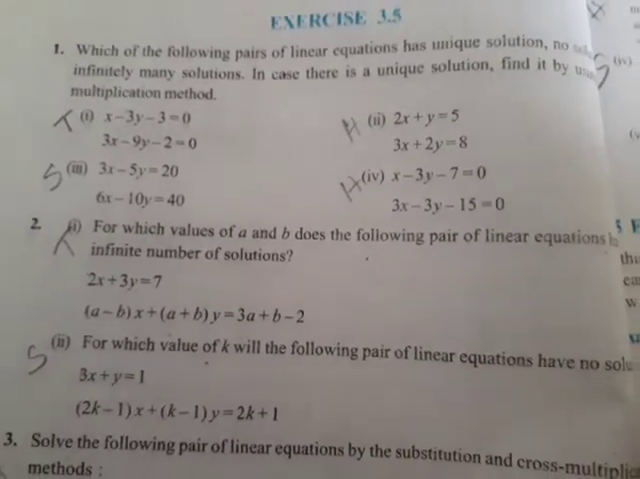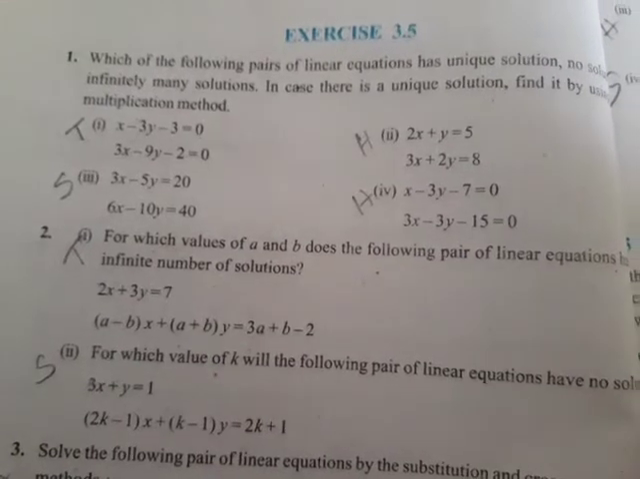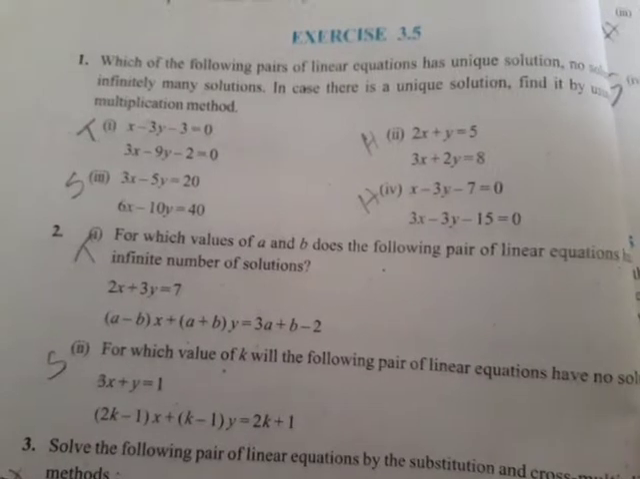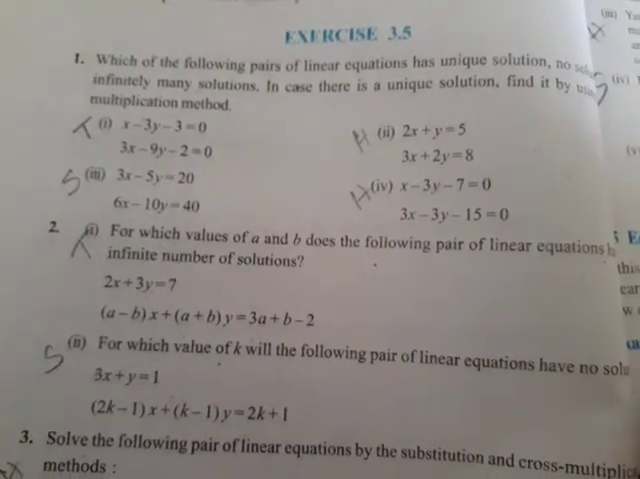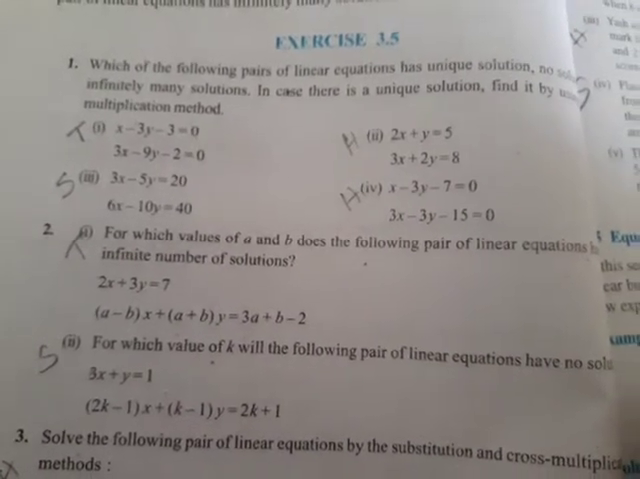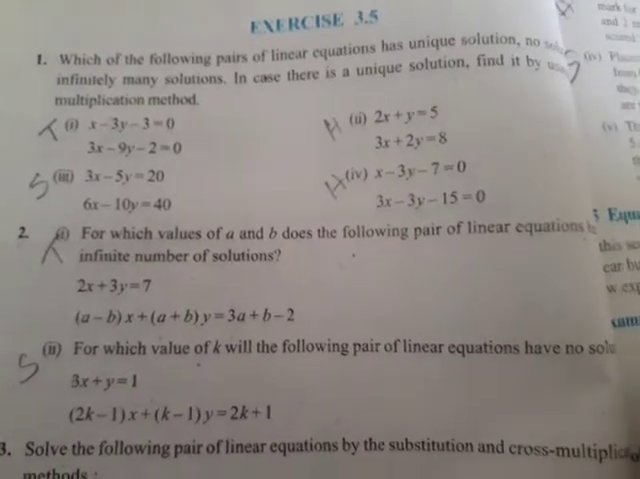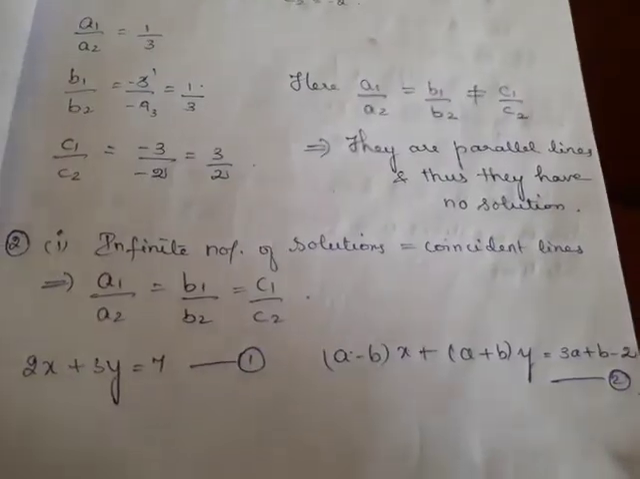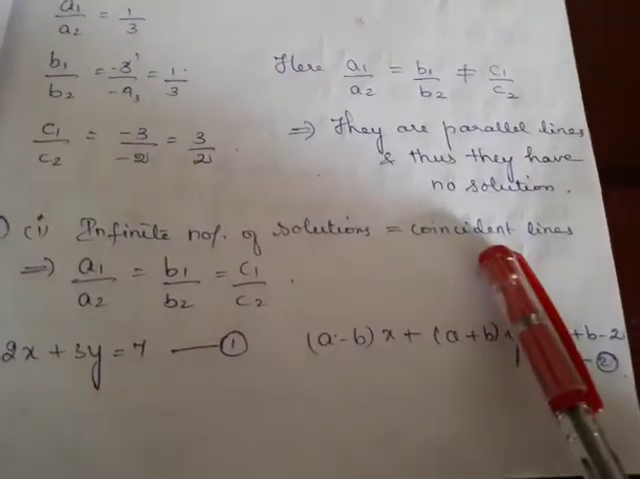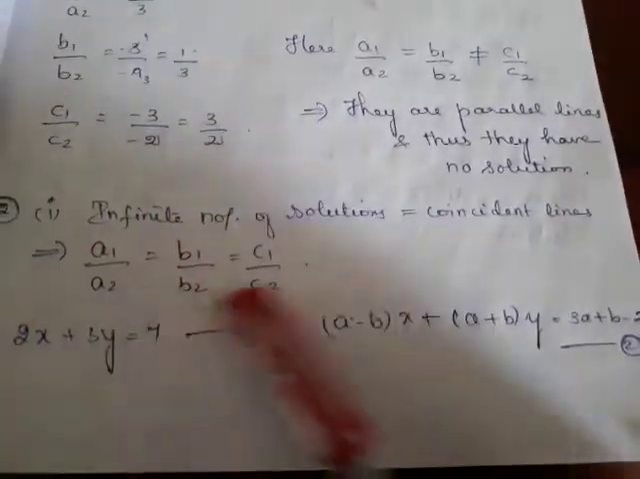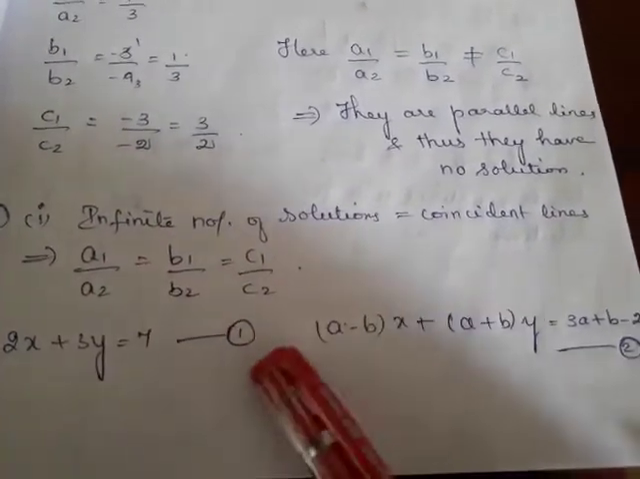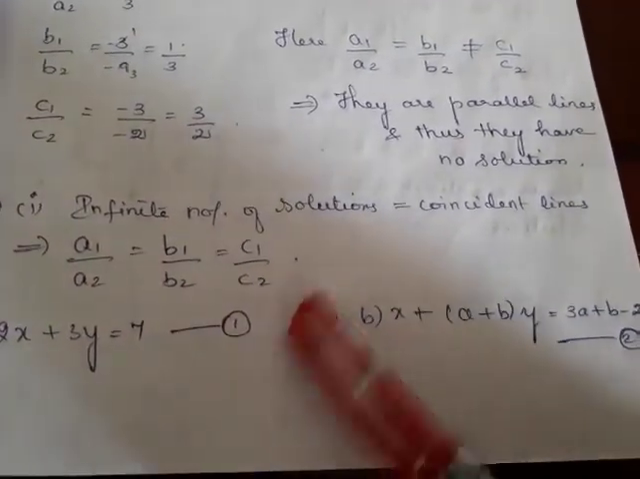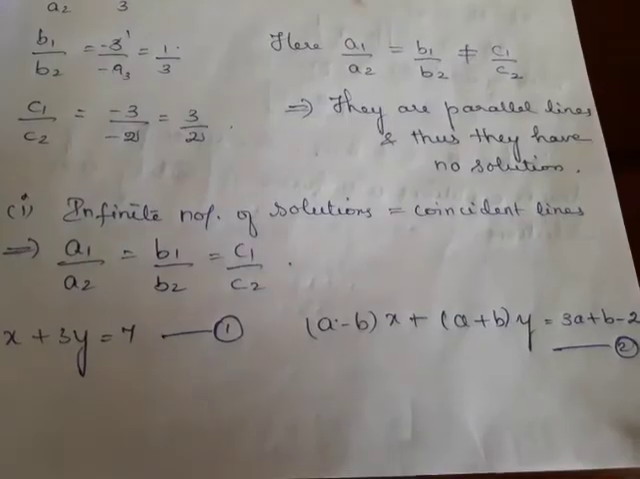So two lines will be coincident if all the ratios are equal: a1 by a2, b1 by b2, c1 by c2. All the three ratios should be equal. So using this clue only we are going to solve for a and b in this problem. Now let us see how we can solve this. Infinite number of solutions means coincident lines, which means all the three ratios should be equal. So take the first and the second equation. Now we will substitute these values in this and we will find out a and b.